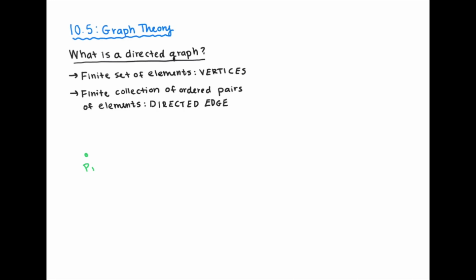We have P1, P2, and P3 as three vertices, and then we have directed edges. So P1 points to P2, P2 points to P3, but P3 also points to P2, and there's no connection between P1 and P3. In terms of notation, P1 points to P2, and P2 points to P3, which also connects to P2. Note that a point can't connect to itself, but 2 points can connect in both directions.